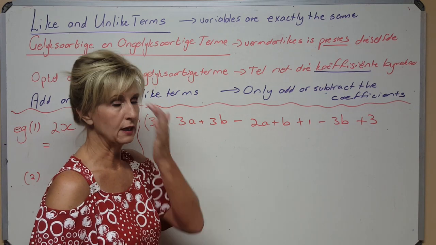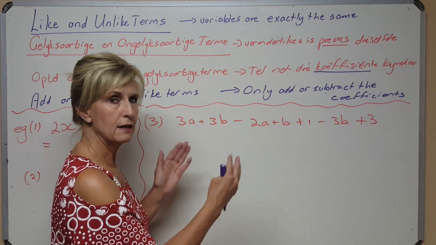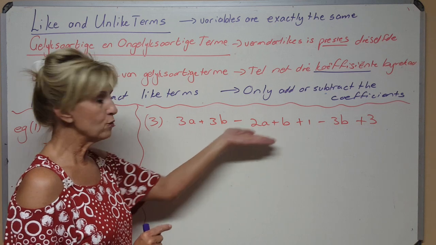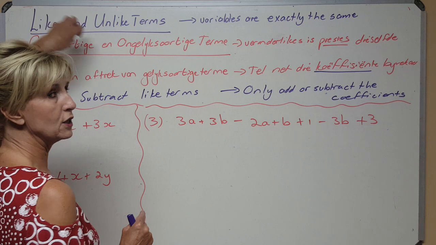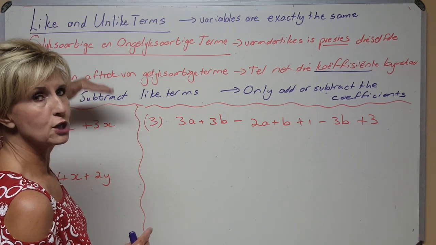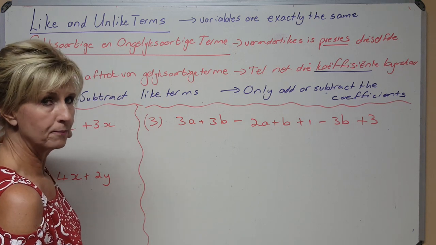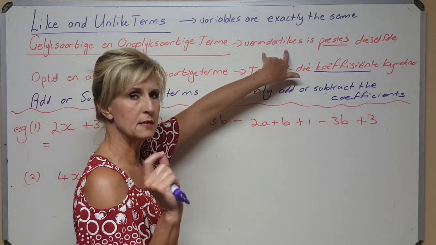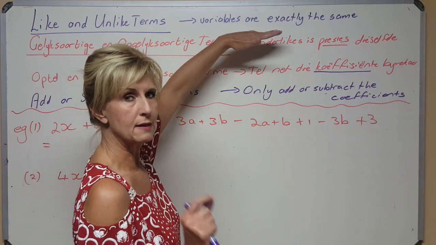Maar dis nie die vraag nie. Hierdie vraag gaan sê, doen vir my die som. Simplify, vereenvoudig. Nou, as jy moet vereenvoudig, wat moet jy doen? Jy moet plus en min. What do I have to do? I have to add and subtract. Now, you have to learn that you can only add and subtract like terms. Jy kan net gelyksoortige terme bymekaar tel. Nou, wat se ding is 'n gelyksoortige term? Gelyksoortige terme is as die veranderlikes presies dieselfde is. Like terms are terms of which the variables are exactly the same.